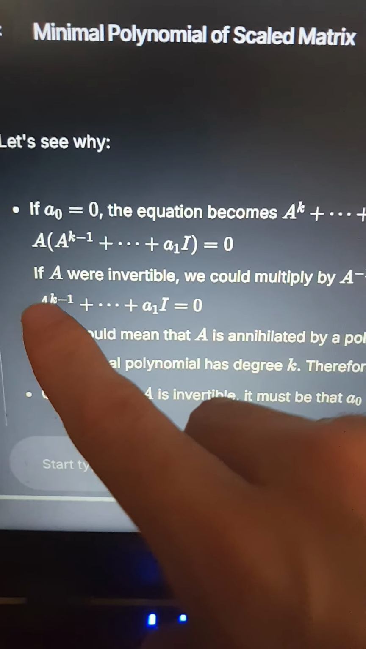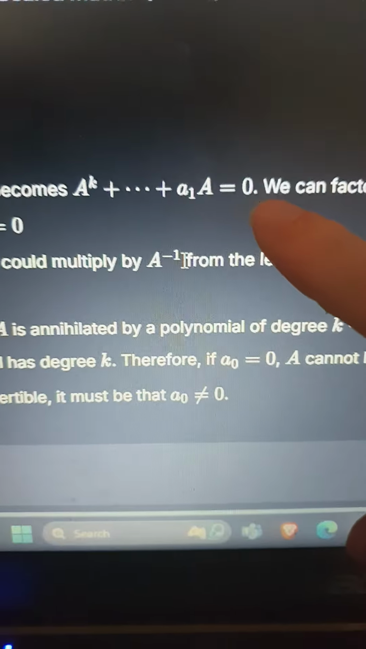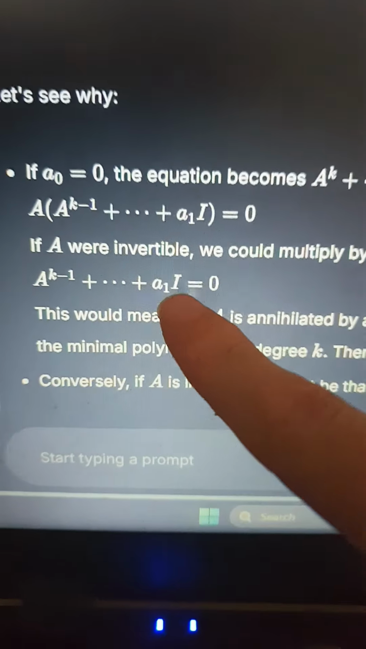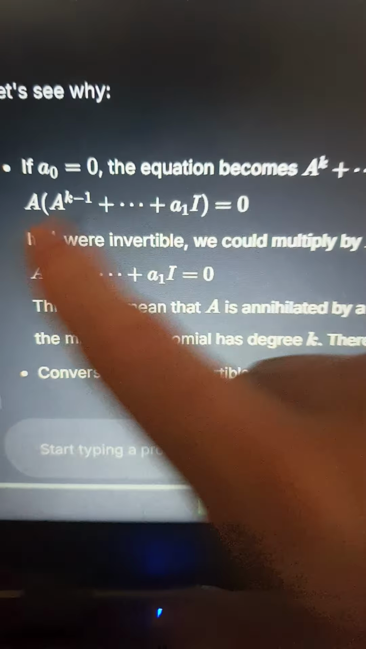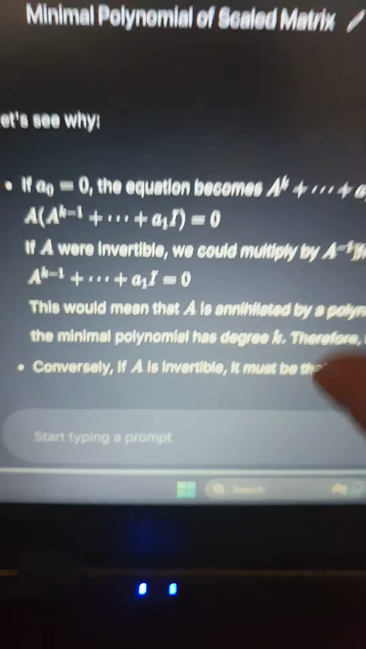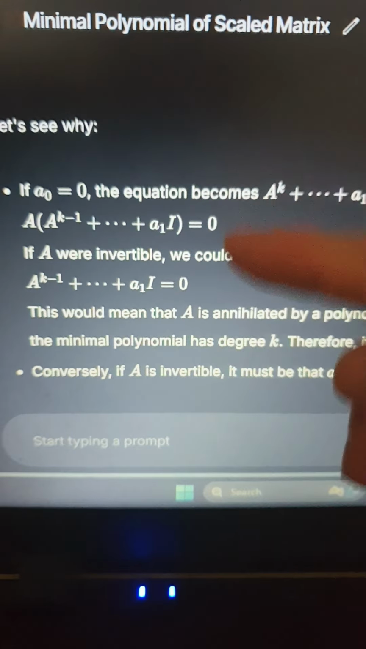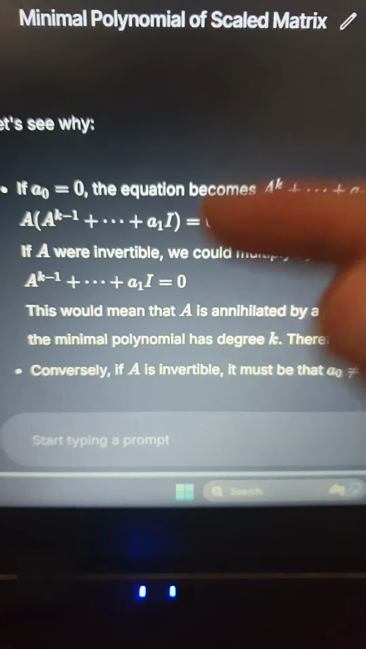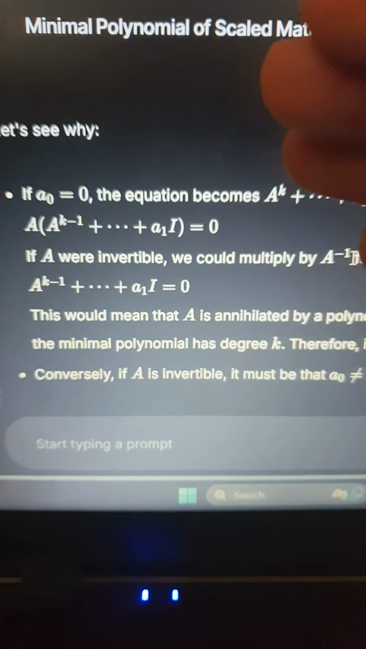And what did you get here? You get a polynomial of degree k minus 1, which is less than the degree of the minimal polynomial, and it annihilates the matrix, which should not happen, because the minimal polynomial by definition is the minimal degree polynomial that annihilates the matrix.